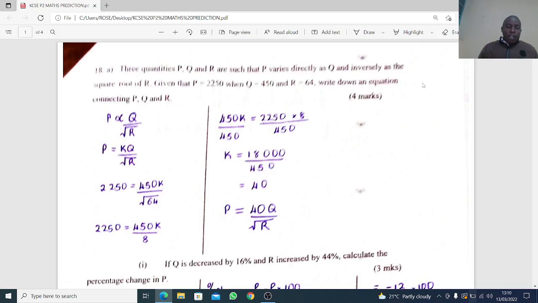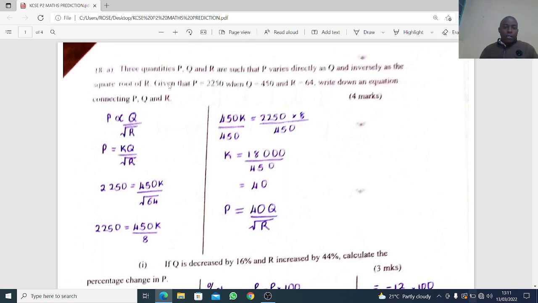variations. That's a Form 3 topic. The question is talking about three quantities. P, Q, and R are such that P varies directly as Q and inversely as the square root of R. So if you introduce an equal sign here, it will now be P equals, we introduce a constant, KQ, K is a constant in this case, all over square root of R.